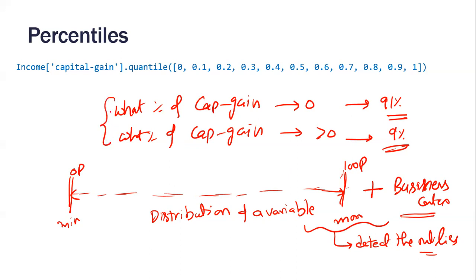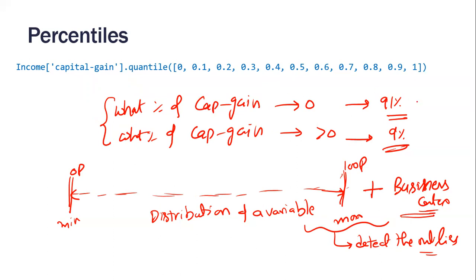We tell him that capital gain, you know what, 91% of the times it is 0 only. Only 9% of the cases it is greater than 0. That's what we found. Acknowledge that. Capital gain, 91% of the times it is 0. 9% of the times it is greater than 0. That's what we found. Then our business partner will tell the business logic to us.